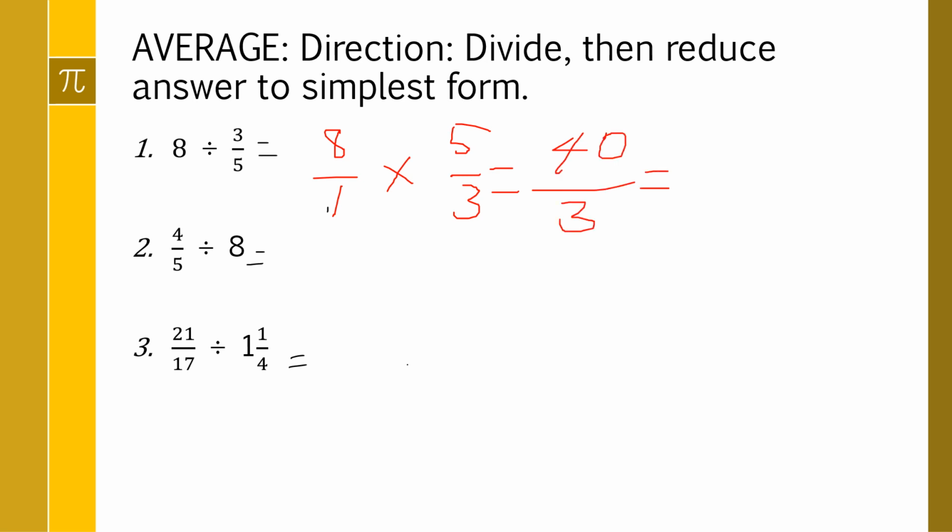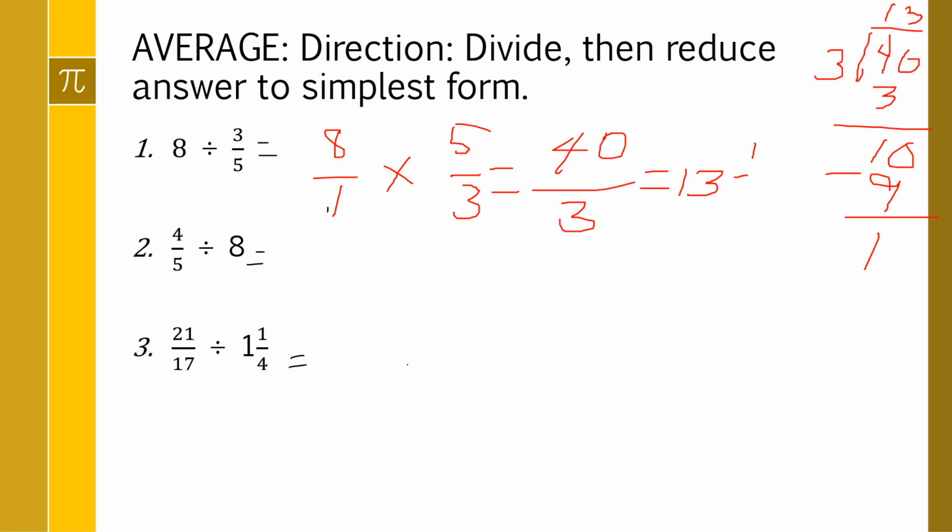Okay, then, if you cannot do it directly, divide 40 divided by 3. So we have 1. 1 times 3 is 3. 10 divided by 3 is 3. 9. Okay, so we got 1. Alright, so we have here 13 and 1/3. This is our final answer.